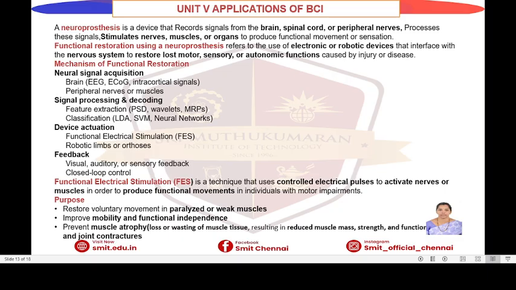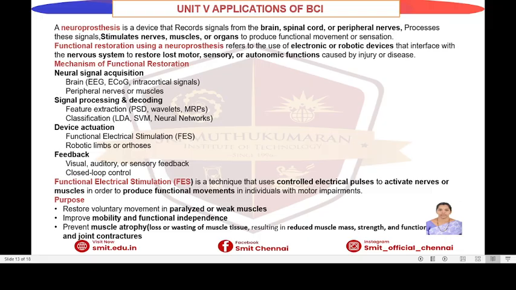Next is functional restoration using neuroprosthesis. It uses electronic or robotic devices. We can interface with the nervous system to restore the lost motor, sensory, and autonomic function, which is caused by injury or diseases, which is applicable for paralytic patients. So what is the mechanism of functional restoration? First we need neural signals with the help of EEG. It may be anything: EEG, EOG, intracortical signals, and also peripheral nerves or muscles.